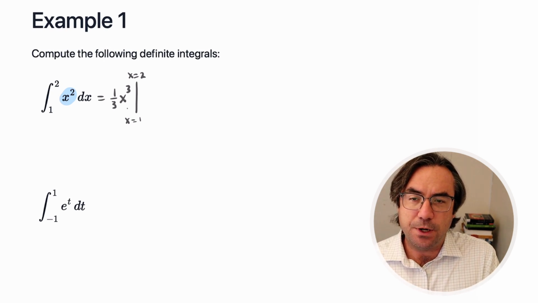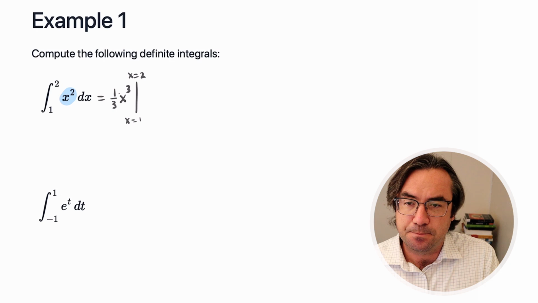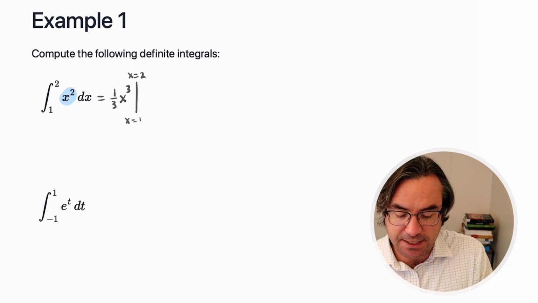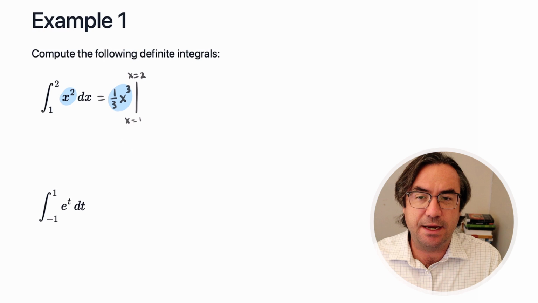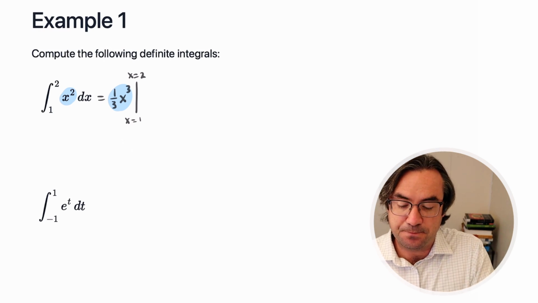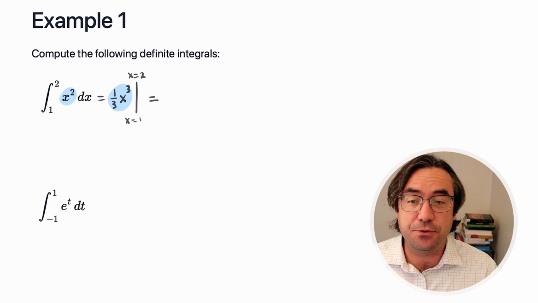So we don't need to use plus C here for our definite integral. And so this is the first step. We get our antiderivative. And when we do this, we do need this vertical line, which is telling us to evaluate.